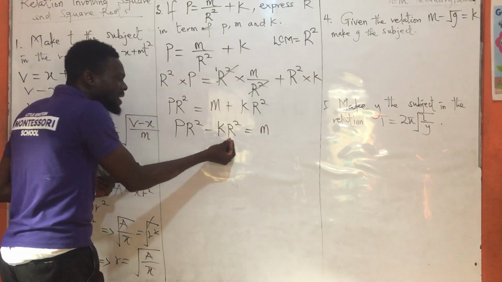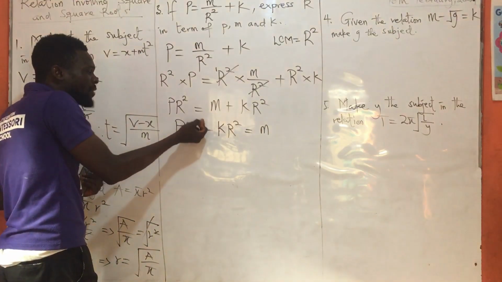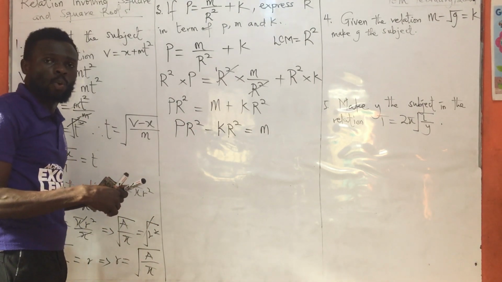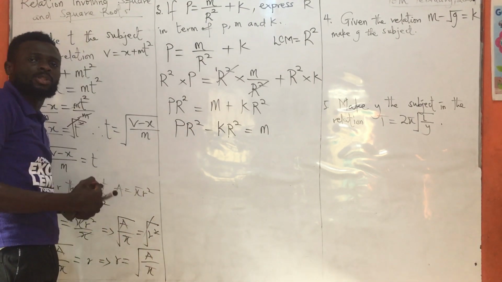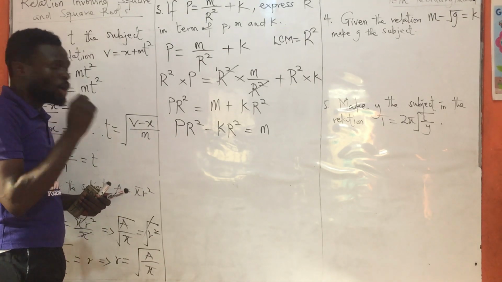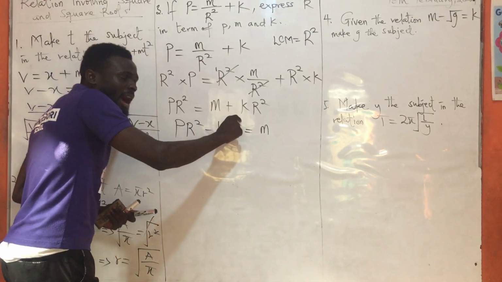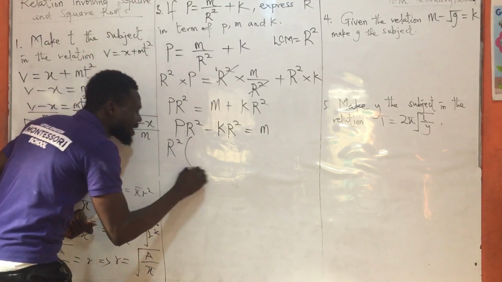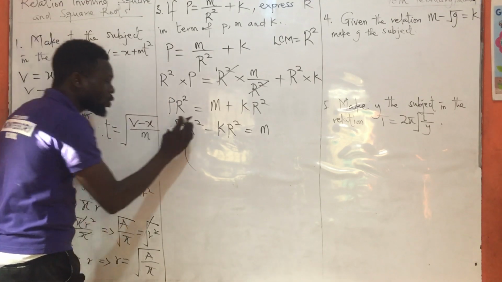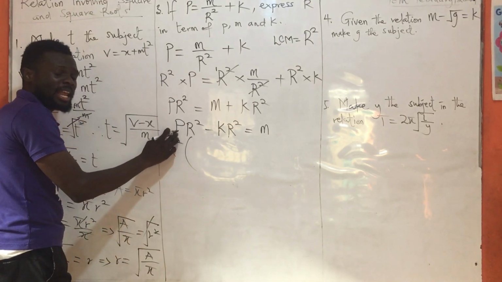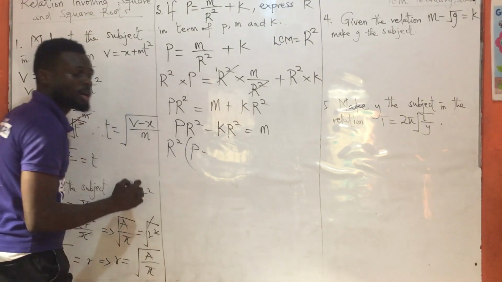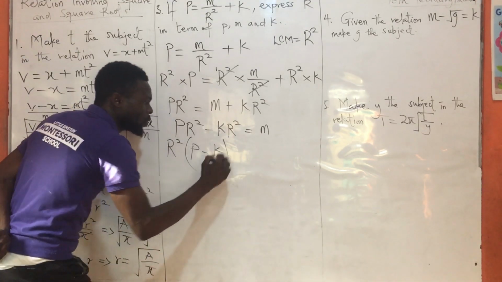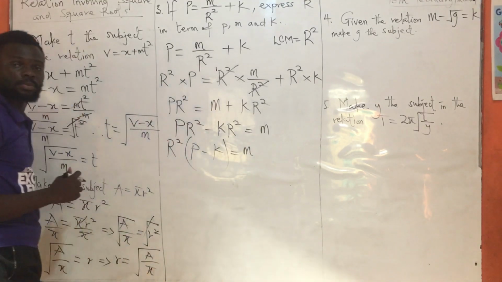Now we said that once it happens, where you have two terms having the variable you are interested in, what do you do? You factor out the common variable. So I have r squared here, I have r squared here. So we factor out the r squared. Once you factor, introduce a bracket. So r squared is out. What are you left with? P. Minus, r squared is out. What are you left with? K, which is equal to m.